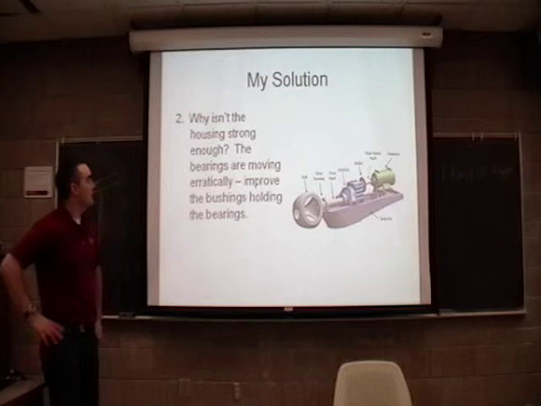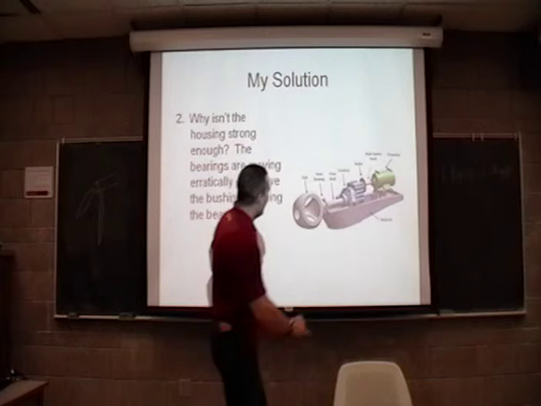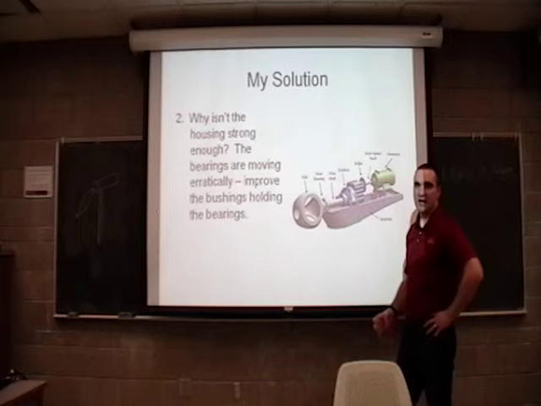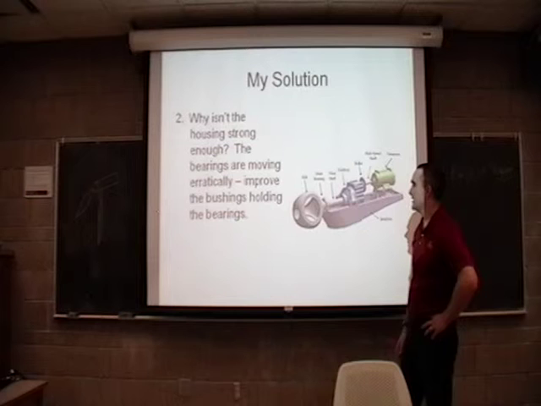So question number two is, why isn't the housing strong enough? The answer that I came up with is the bearings are moving erratically. Improve the bushings to hold the bearings. So if you look right here, there's a main bearing right here that the main shaft spins on. You can improve your performance on there, but bearings inherently have a little bit of space in them, because you've got the ball bearings inside spinning around, they have to have a little bit of clearance to get put in there. The more expensive bearings you buy, the tighter that clearance gets and the tighter your tolerances get. So as with everything, you spend a little bit more money, get tighter tolerances, they perform a little bit better for you.